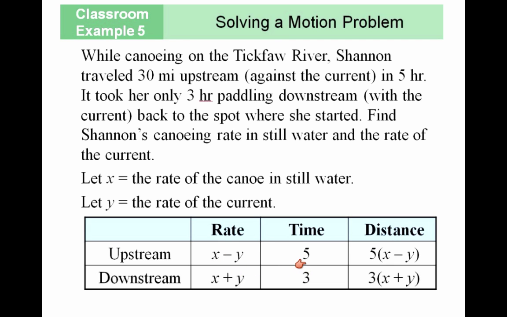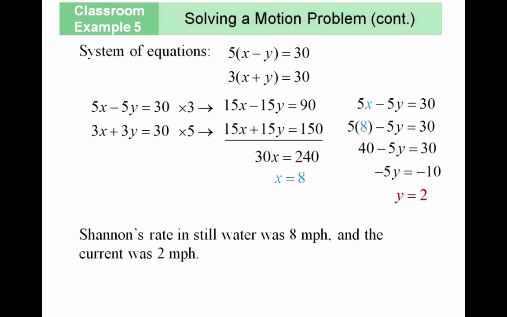The time is given for upstream and downstream: 5 and 3. So rate times time is equal to distance. The distance covered going upstream would be 5 times x minus y. The distance covered going downstream would be 3 times x plus y. So this is the information we have from the table. So here we have our equations: 5 times x minus y must be equal to 30, and 3 times x plus y must be equal to 30.